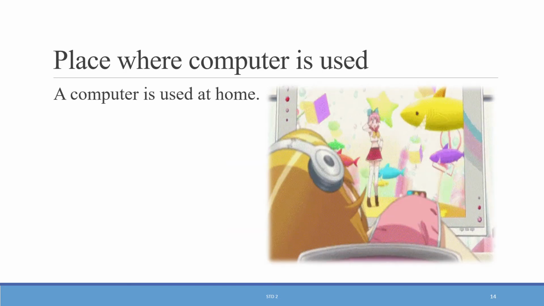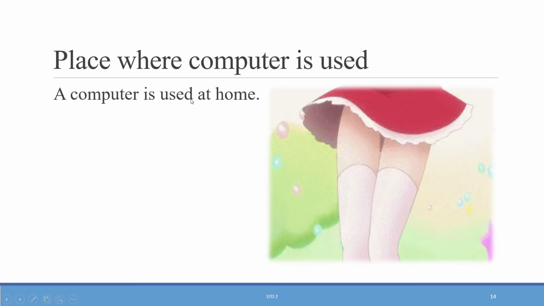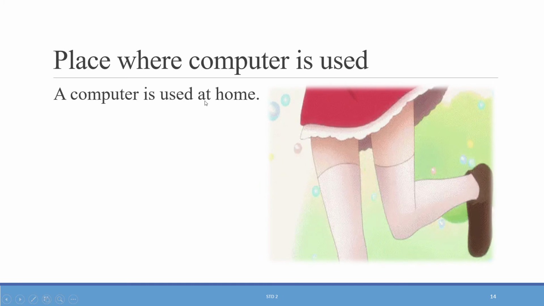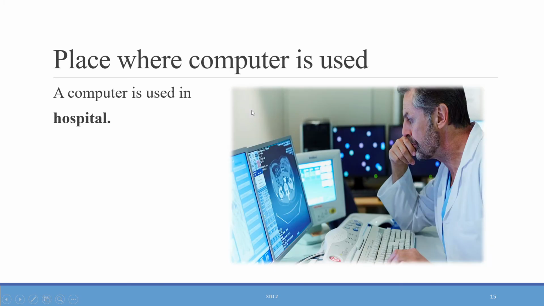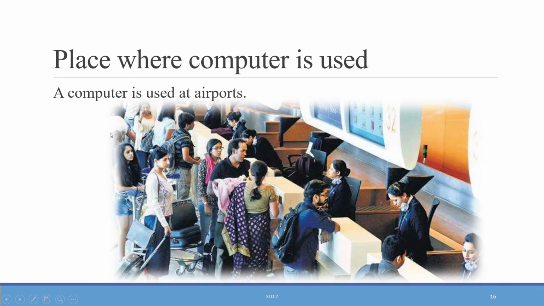The first place, a computer used at a home. And the second, the computer used in a hospital. Now this one place where computer is used is an airport. See this picture I am showing here, this is the airport picture. A computer is used at an airport.